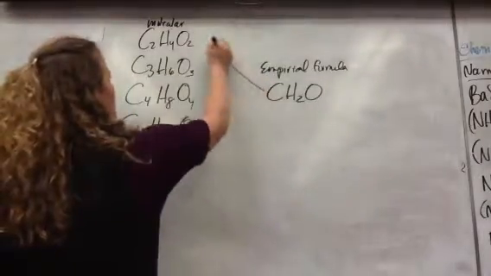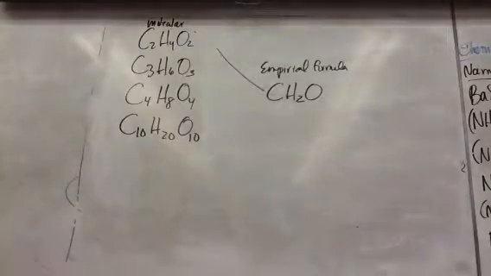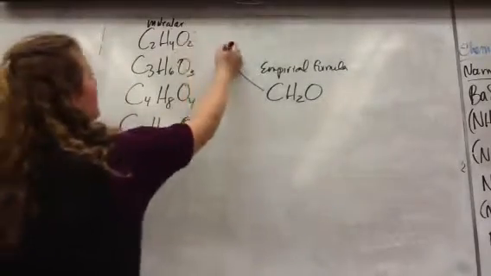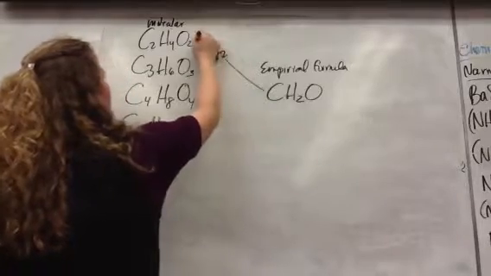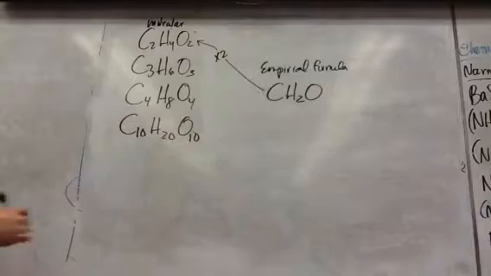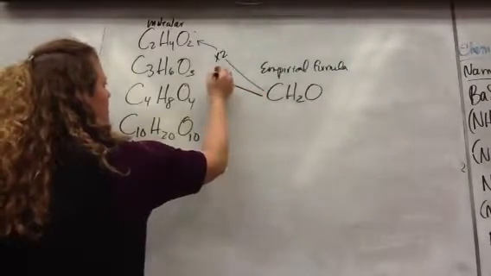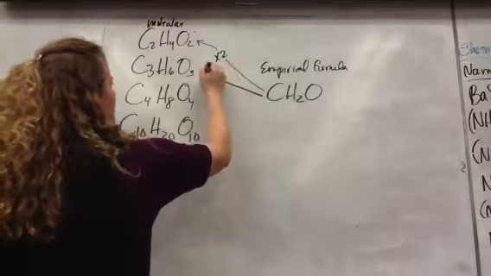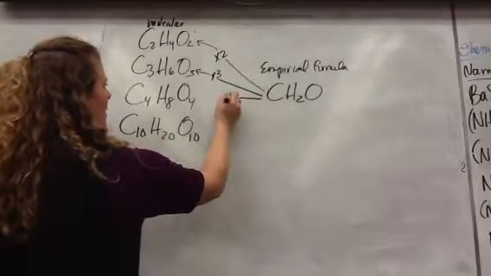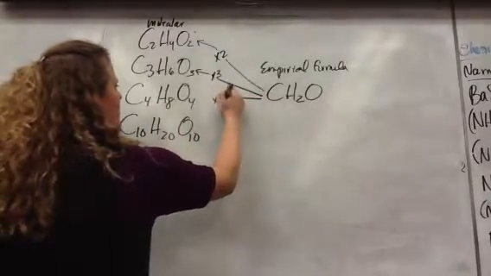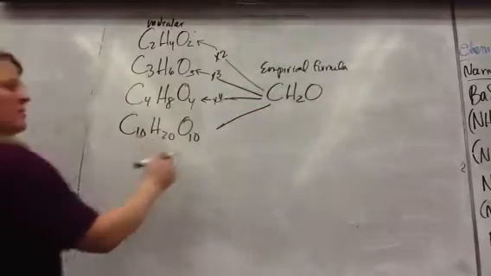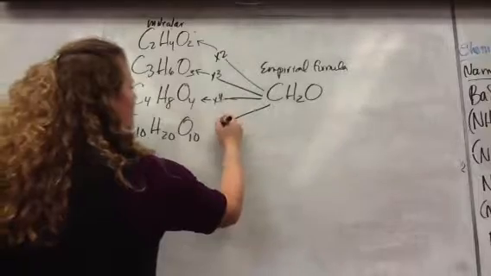So, for that one, what would your multiplier be? Two. Times two gets you that. For C3H6O3, what would your multiplier be? Three. Times three. For this one, what would it be? Four. Yep, times four. For this one, what would it be? Times 10.